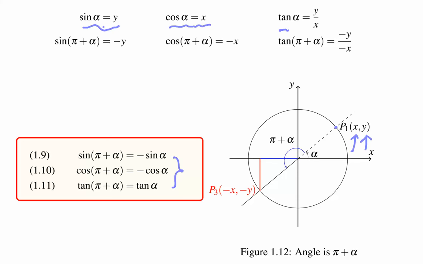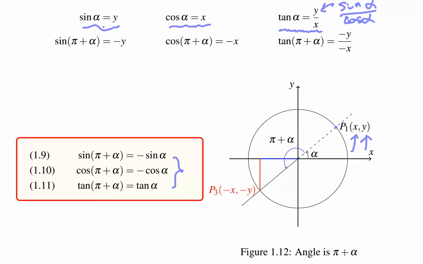Tangent alpha is the ratio of sine alpha over cosine alpha, because y is sine alpha and x is cosine alpha.